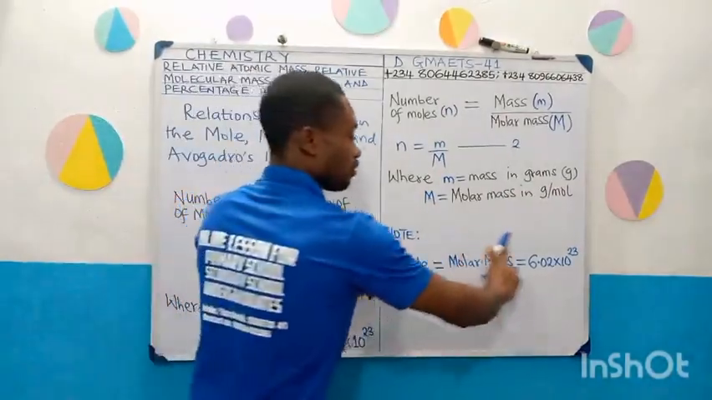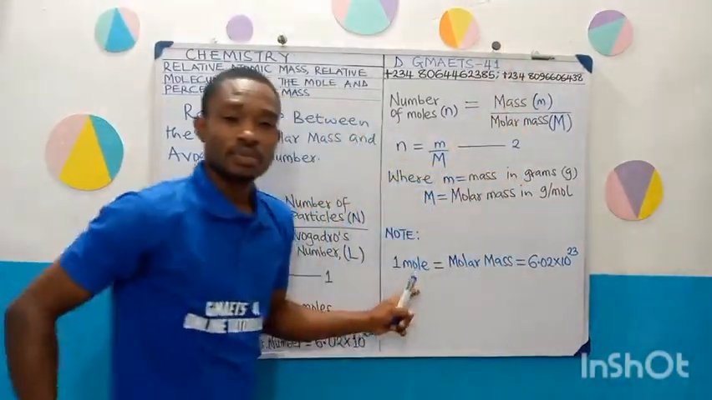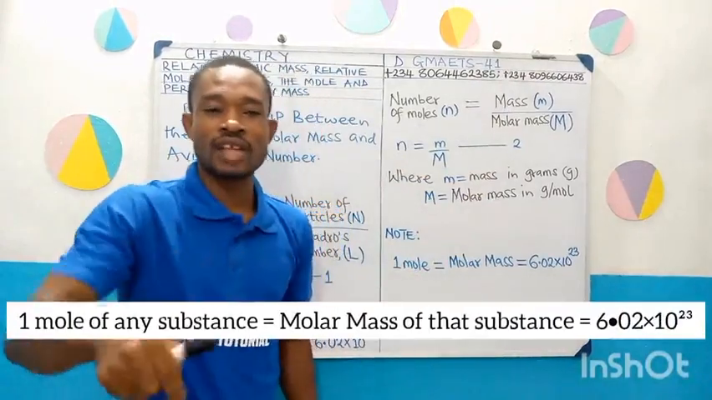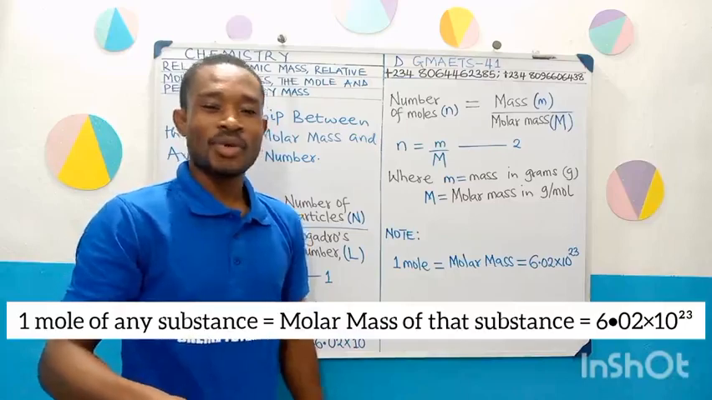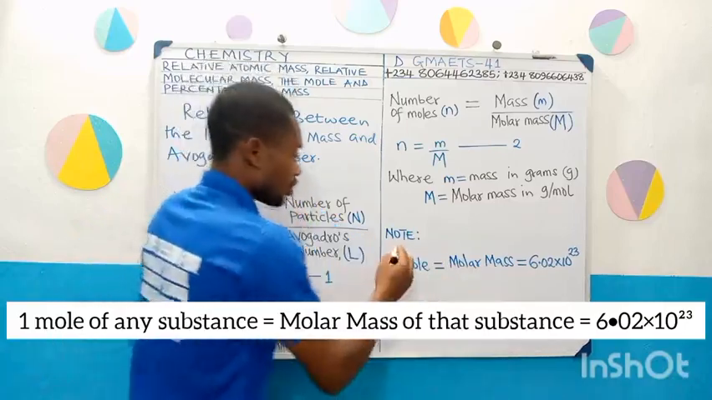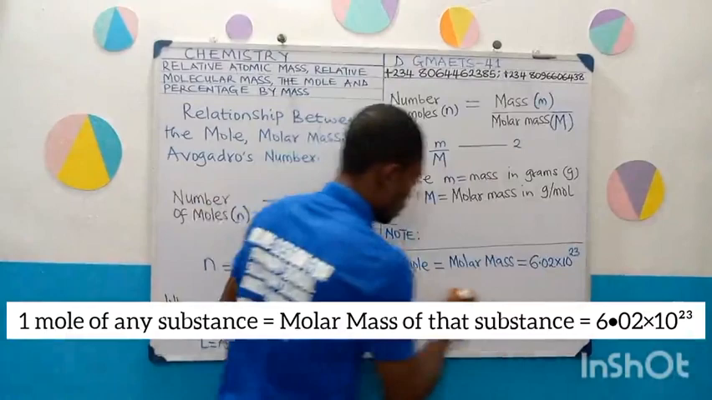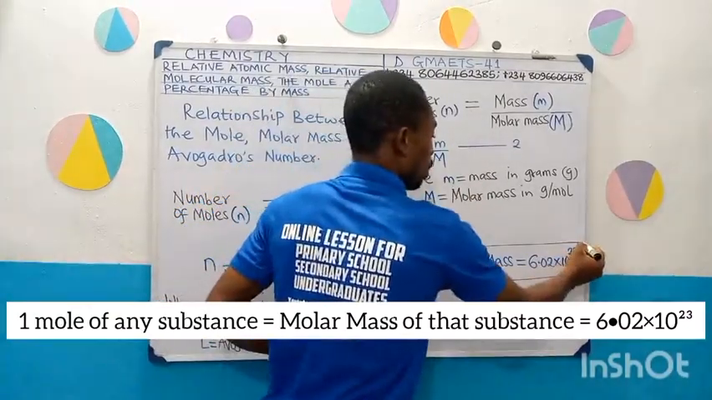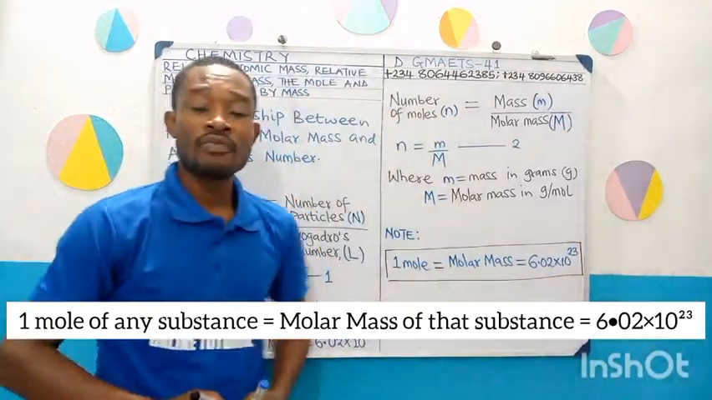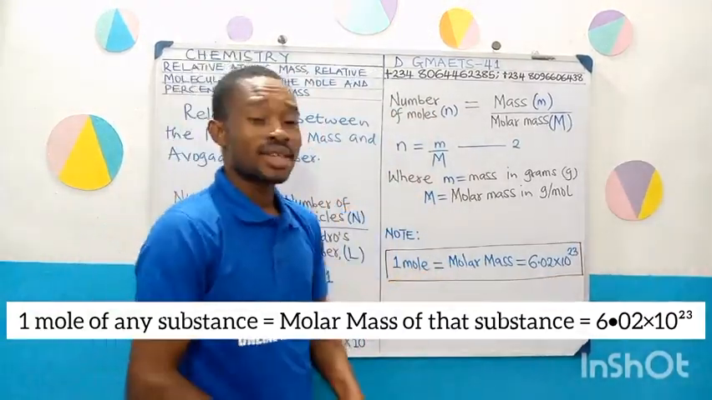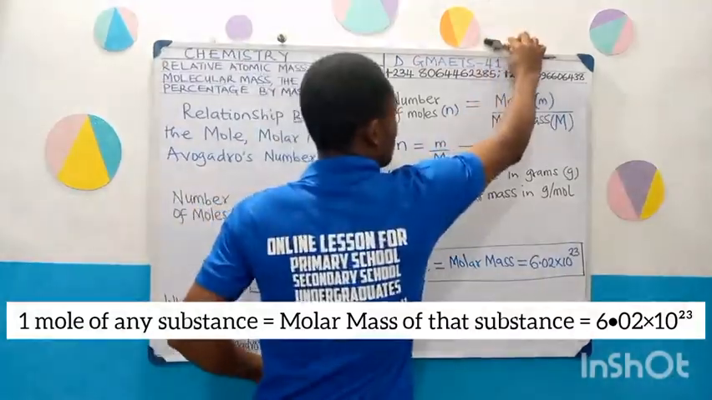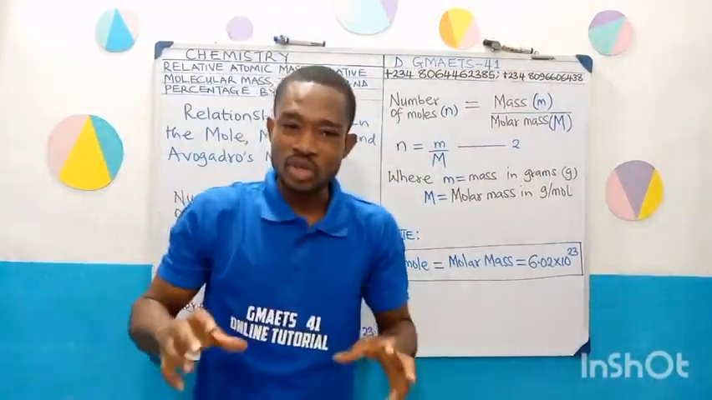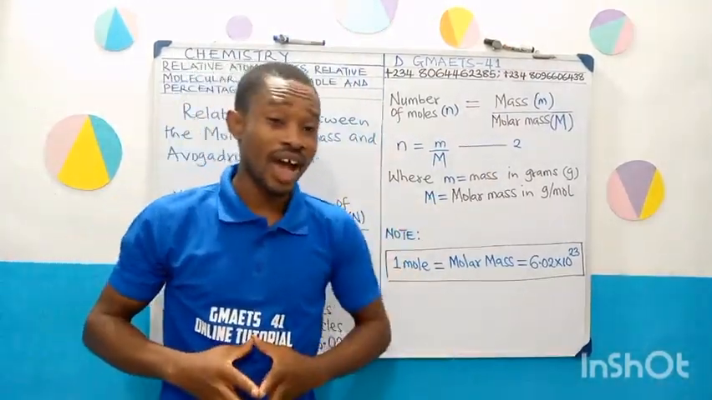Please take note of this relationship, very important. 1 mole of any substance contains the molar mass of that substance, and it is equal to the Avogadro's number. So you want to always remember this relationship, very important, okay? Every 1 mole of a substance contains Avogadro's number, and it is still the same as the molar mass of that substance. Now we're going to pick questions and solve using these formulas that we have here on the board.